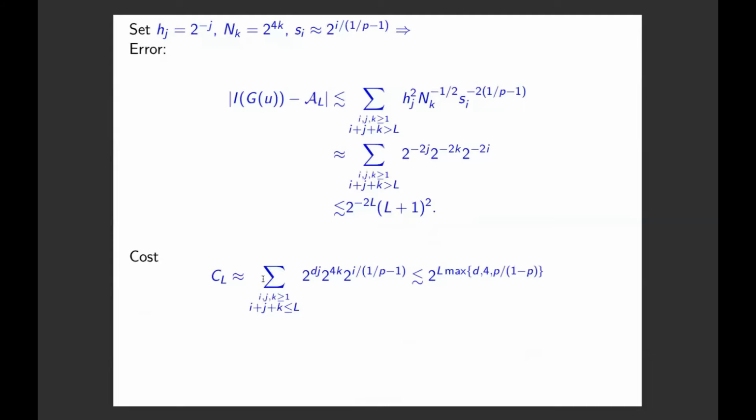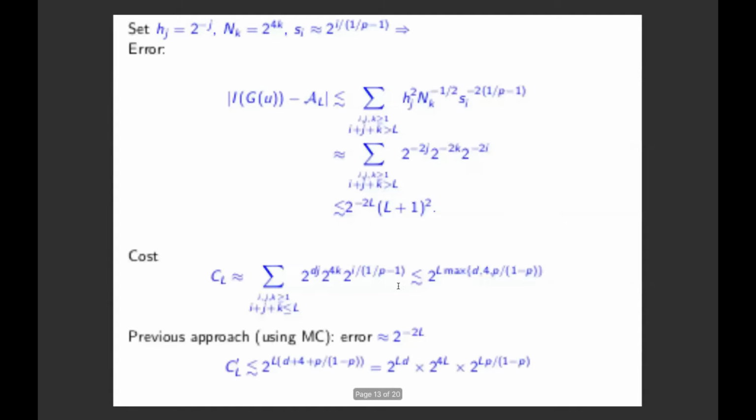However, when we calculate the sum of these products, it turns out that this is bounded by 2 to the L times the maximum of those three expressions. And you can see that the D here is associated with the finite element error. The 4 here is associated with the Monte Carlo error, and this term here, P divided by 1 minus P, is associated with the truncation error here. And so here we don't have a sum of those terms, we just take the maximum.